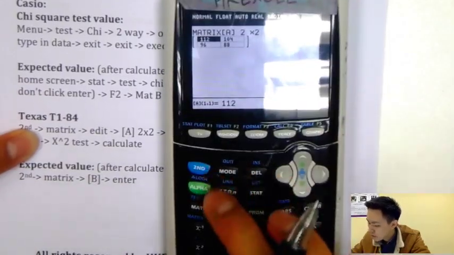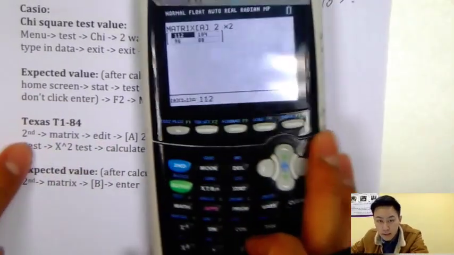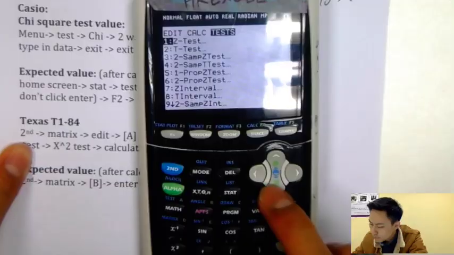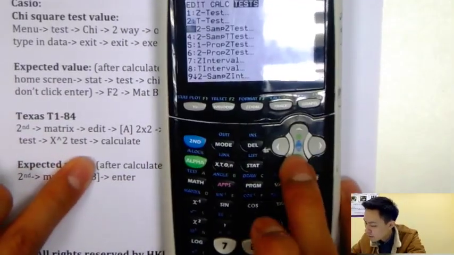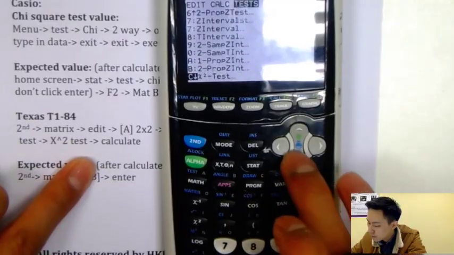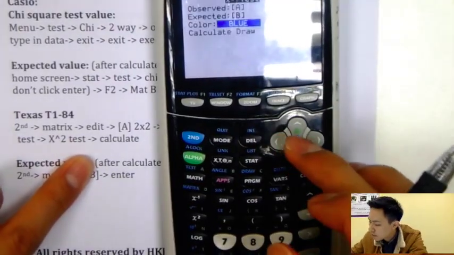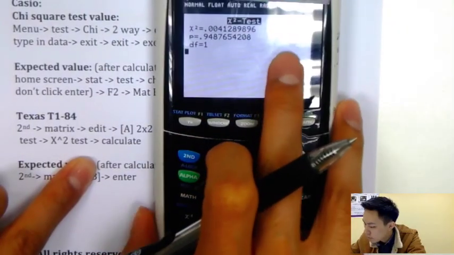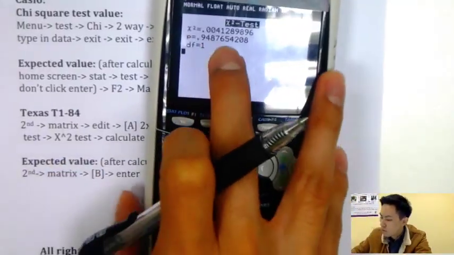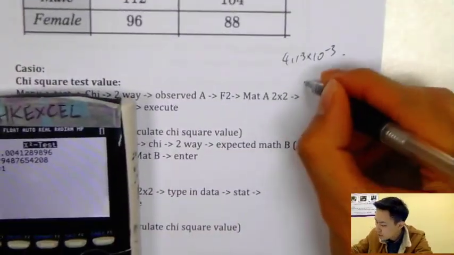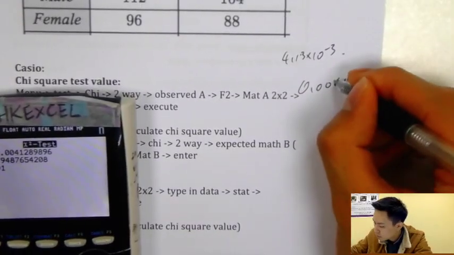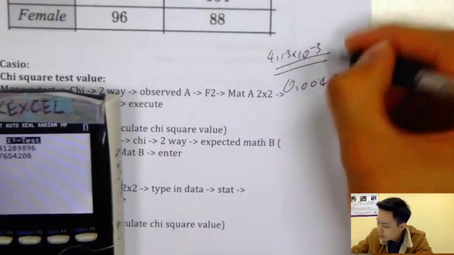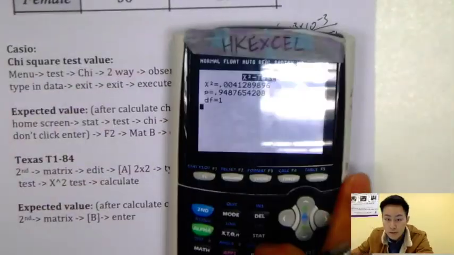After you type in all of this, you have to go to stat and then test. Then you can see chi-square test. If you scroll down, chi-square test, enter. So you calculate. Then you get chi-square is equal to 0.00413. Which is the same thing, because 10 to the power negative 3 means 0.00413. So it's just a different expression.